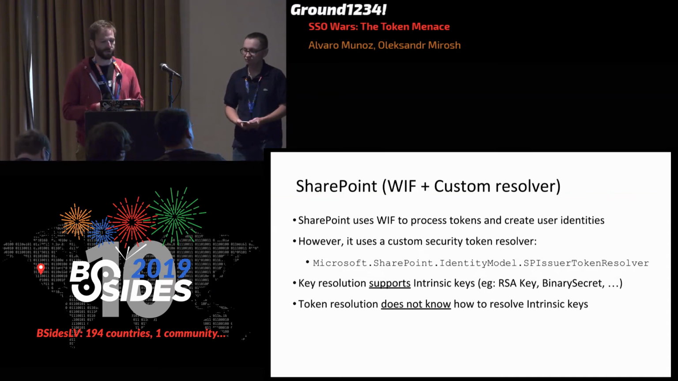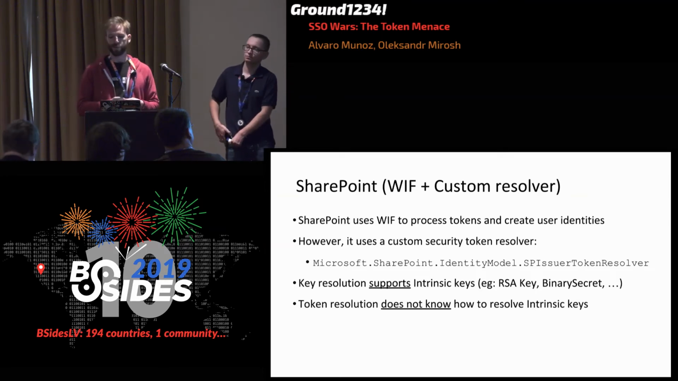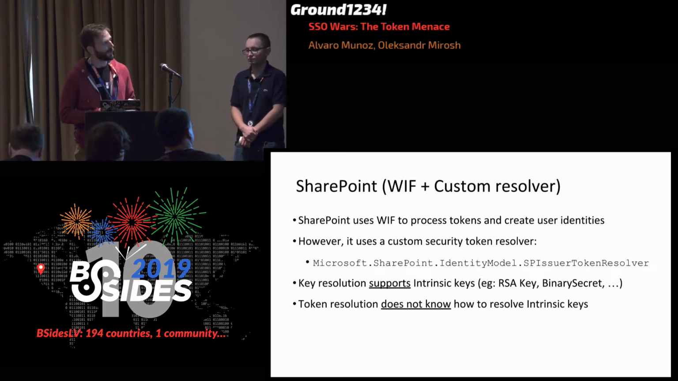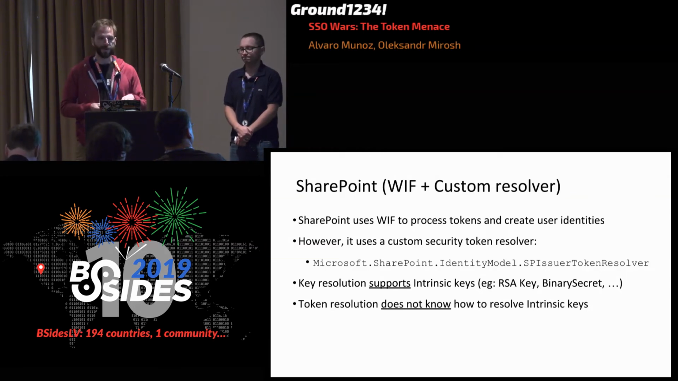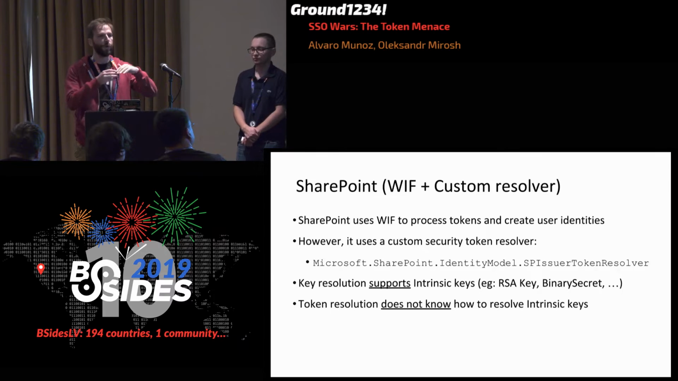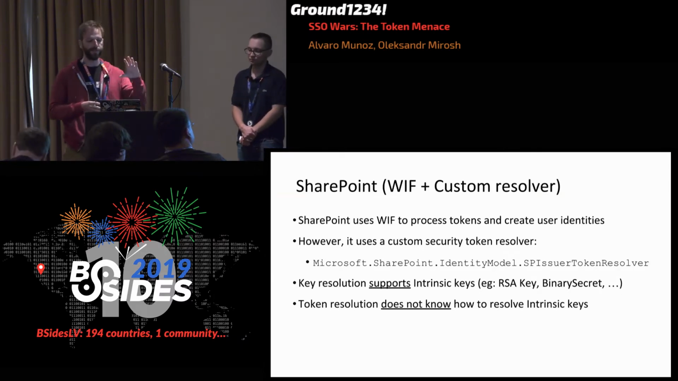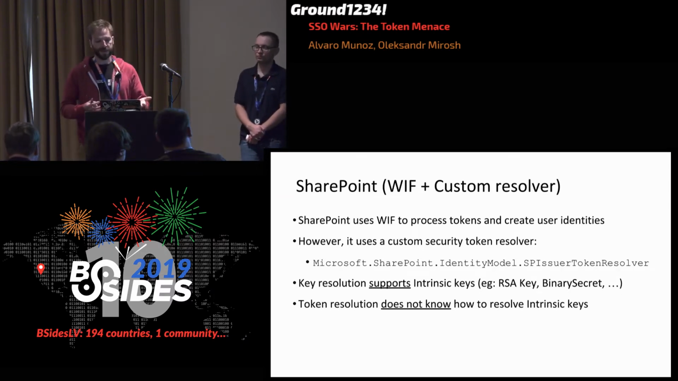So it basically uses a standard or default configuration, but it uses its own issuer token resolver, the SP issuer token resolver. And remember, this is using WIF, so for security keys, we only process the first element in the key info section, and for security token resolution, we use all of the elements in the key info section. Apart from that, the key resolution supports symmetric and asymmetric keys. They are called internally intrinsic keys, but for token resolution, it doesn't support them, right?